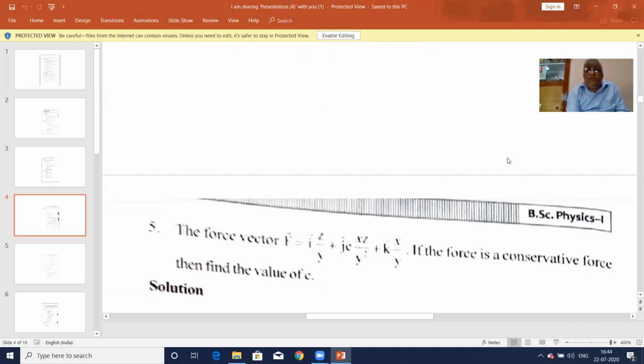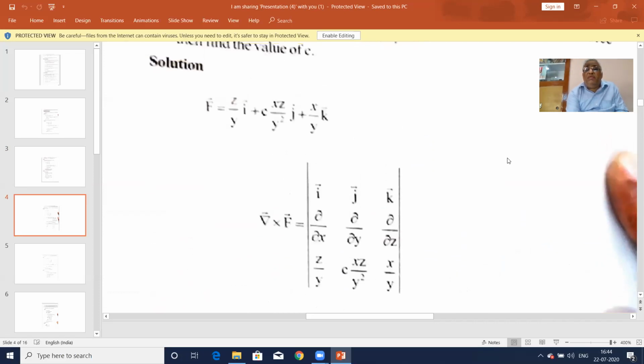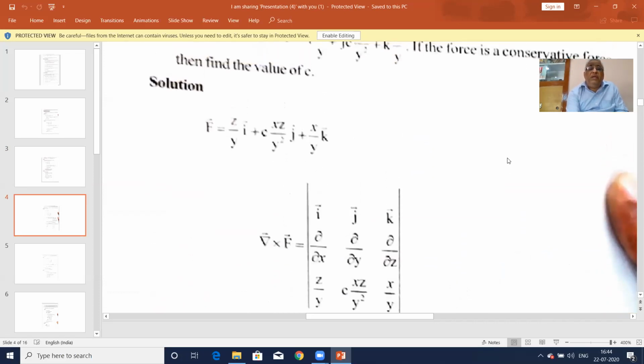Fifth problem: we have to show whether the force is a conservative force or not.